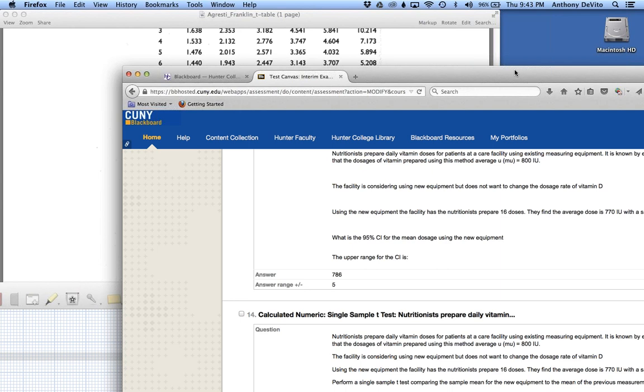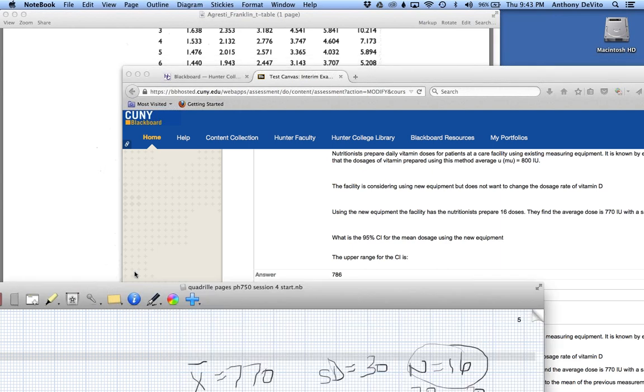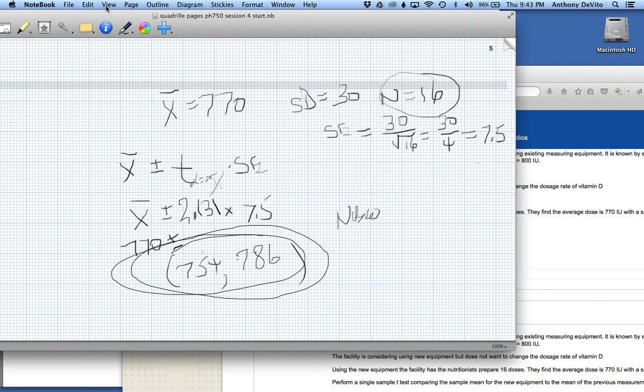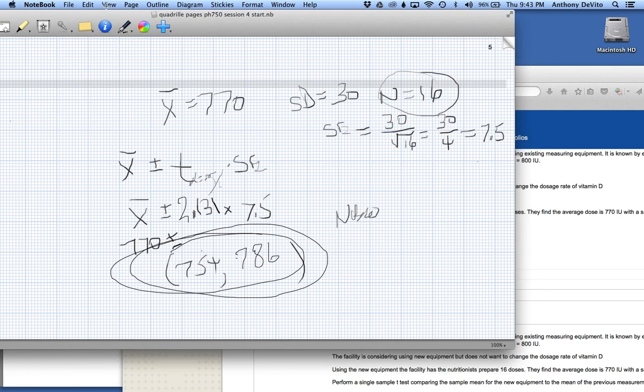So now, thinking about a single sample t-test, which is very similar to doing a confidence interval and comparing one known value to it, it looks to me like this machine, with at least 95% certainty, is making up doses that are different than the machine we used to use, which over many years produced an average of 800. So it does look different, right? We feel that the real mean for the new machine is somewhere between 754 and 786, quite different than the 800 for the old machine.